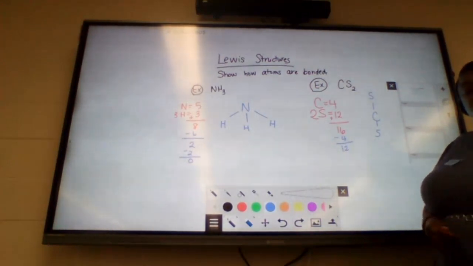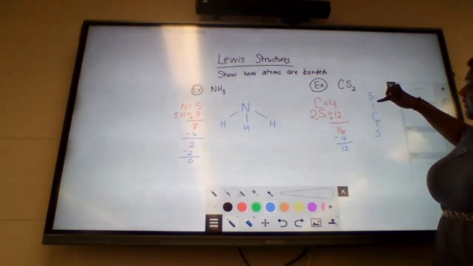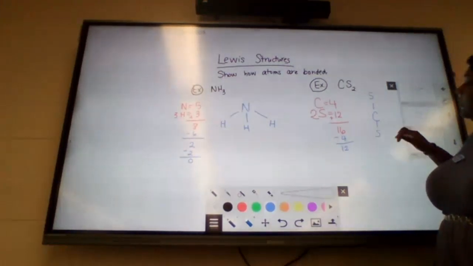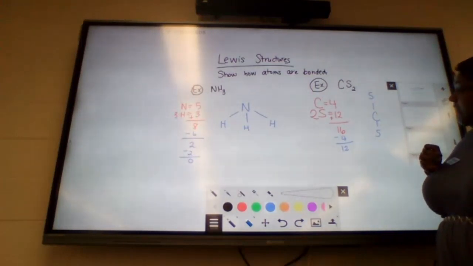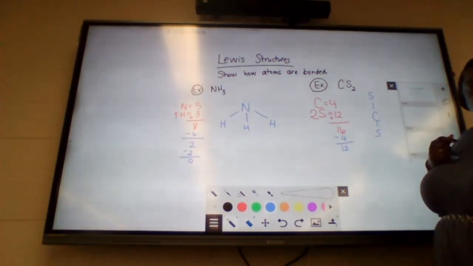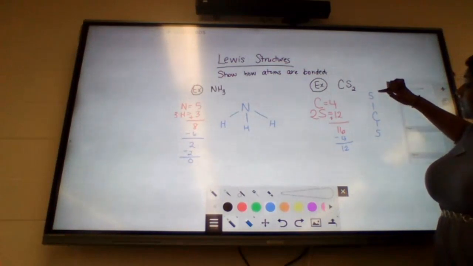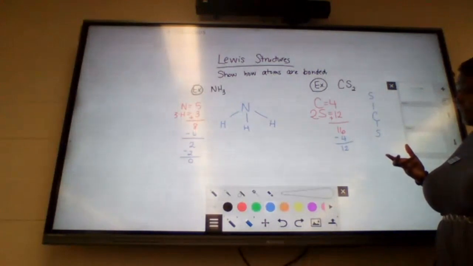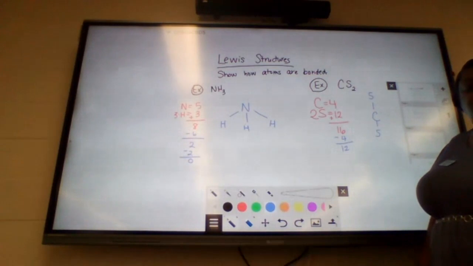Now, I've got to count how many more electrons do I need to be stable. And so when I count, this S only has 2, which means it needs 6 more electrons to be stable. This C has 2 lines, which means it has 4 electrons already. It needs 4 more to be stable. This S has 1 line, so it's got 2 electrons. It needs 6 more to be stable. So if I add those numbers together, 6 plus 4 plus another 6 is 16, but I don't have 16. I've only got 12 electrons.